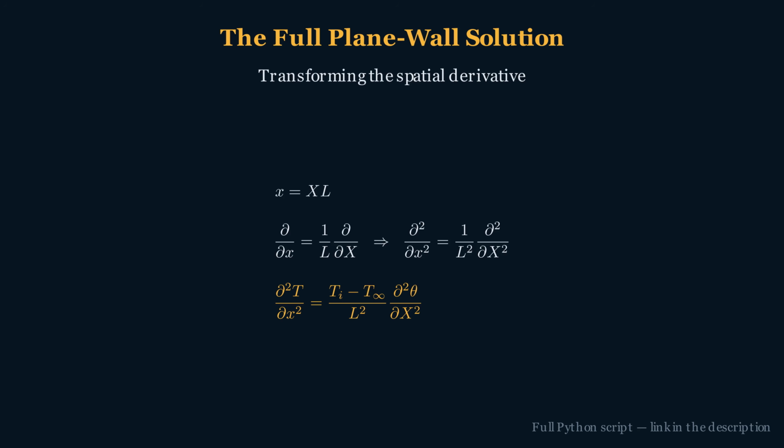Do the same for position, X equals x over L, so each derivative with respect to x picks up a factor of 1 over L and a second derivative picks up 1 over L squared. Applying that twice to the temperature gradient gives the transformed spatial derivative.